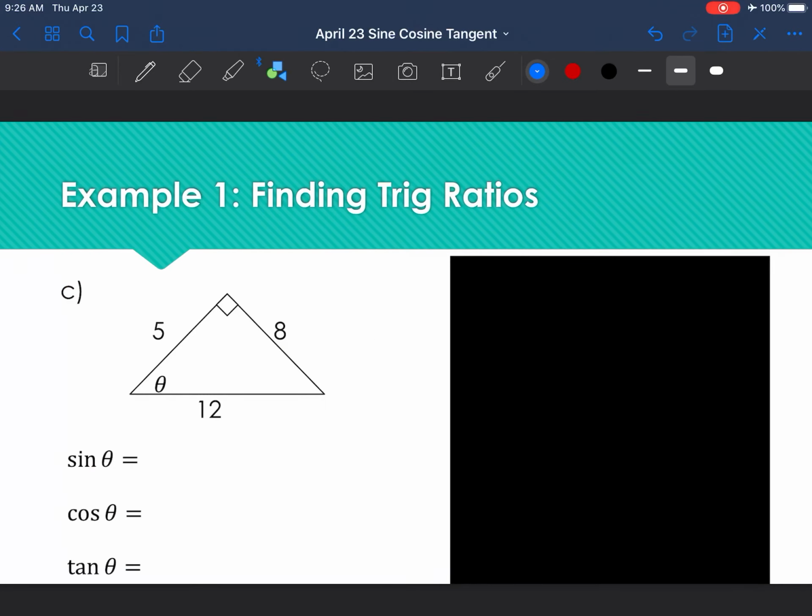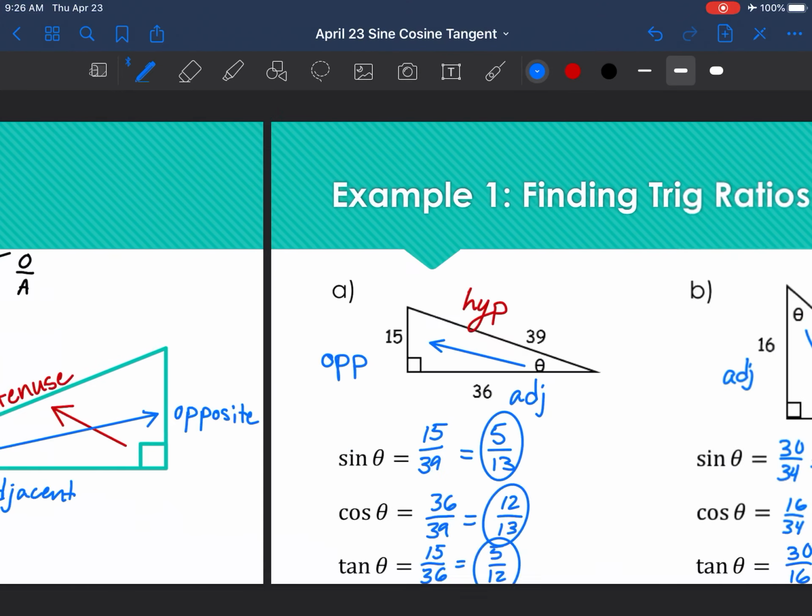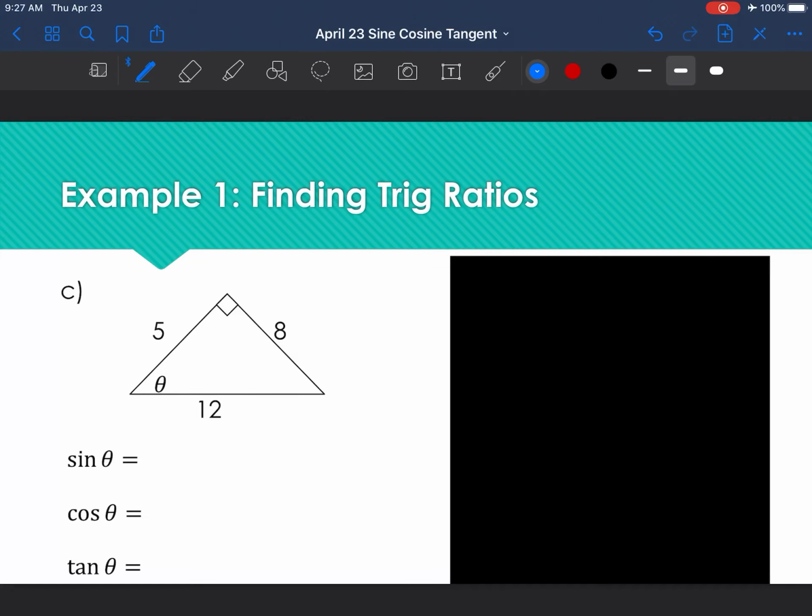All right, last example. I don't know if you've noticed, but the opposite, adjacent, and hypotenuse have kind of been switching around between the different triangles. So you really have to pay attention to how the triangle is oriented. All right, so last one. Here's the right angle. Across from that is going to be the hypotenuse. Across from theta is going to be your opposite side. And the last one has to be the adjacent because it's next to theta.